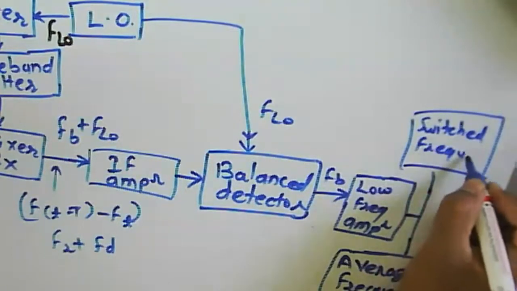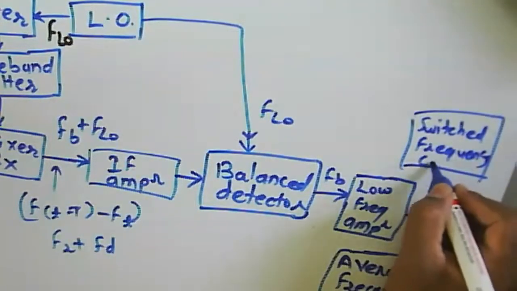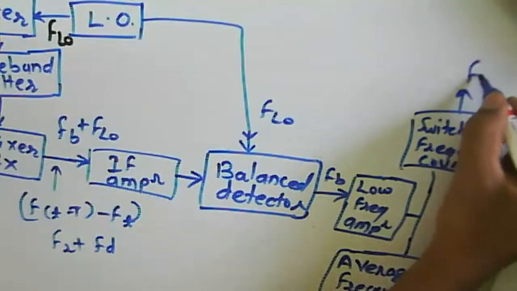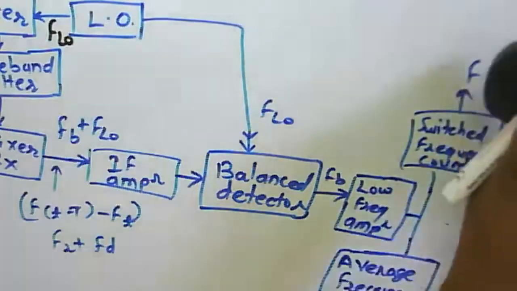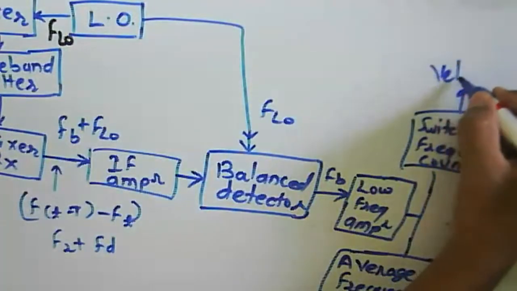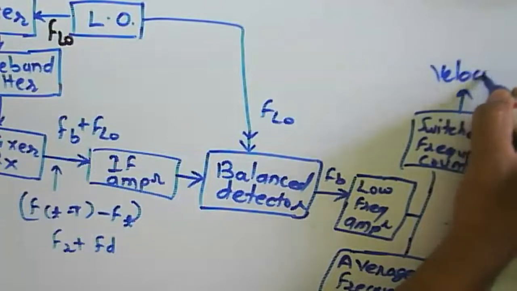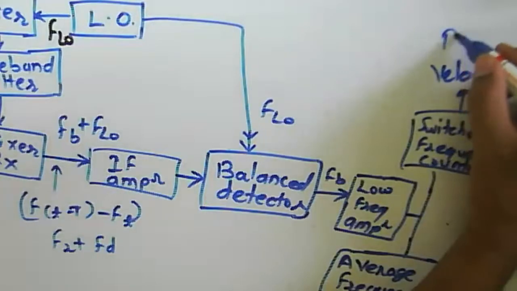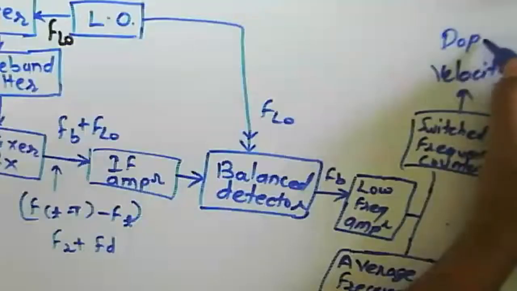Whatever the change, switched to the frequency counter, so that we'll get that Doppler shift there. That Doppler shift we use to find out what the velocity will be. Okay, so that is about it. You can say that it is the Doppler velocity.